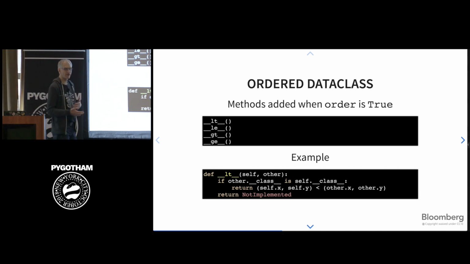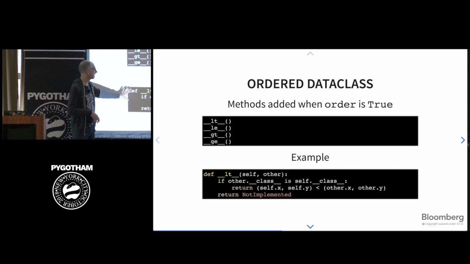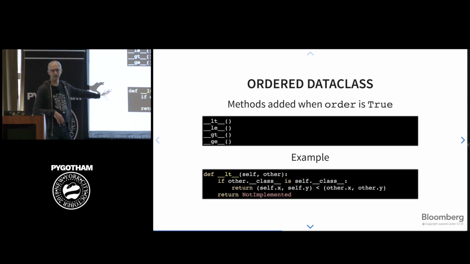Order is where you have a data object that has an implicit order, where less than, greater than makes sense. So I can define my class as being ordered. I said order equal to true, and I will automatically get these 4 dunder methods defined within my class. And they will do a similar thing to the dunder eq, which is they will take the attributes in order, put them in a tuple, and then do that corresponding operation between the 2 tuples. And here we can see an example of the dunder lt method for the point class that we saw earlier.